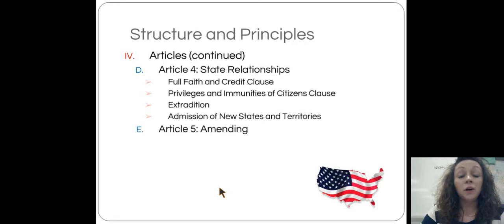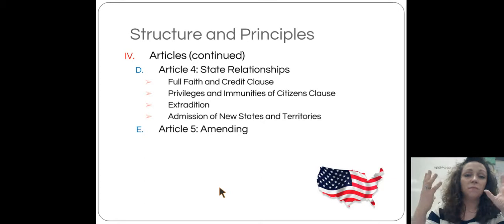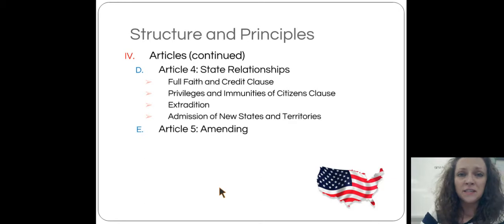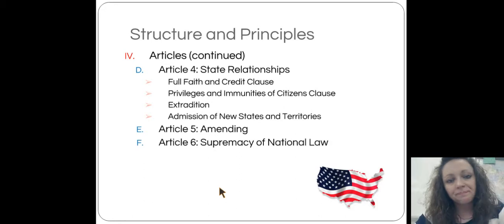All right, Article 5 deals with amending the Constitution. Now, our founding fathers spent a great deal of time constructing this really detailed and very tricky method to amend the Constitution. Someone in Congress doesn't just have an idea and say, aha, we shall amend the Constitution today. It takes a lot, okay? It takes permission from the states as well as Congress. So we're going to spend a little bit of time towards the end of this week talking about how the amendment process actually works. So we'll come back to that.